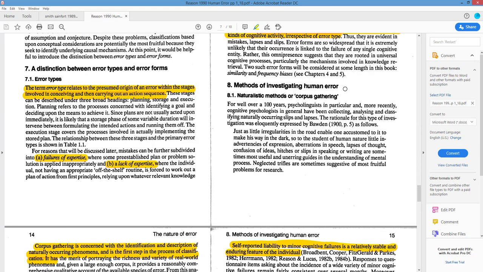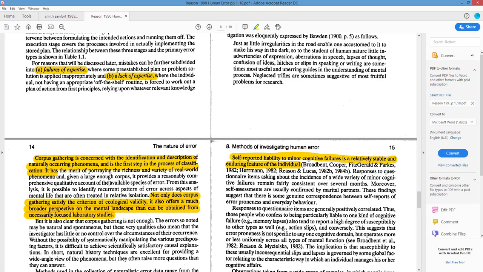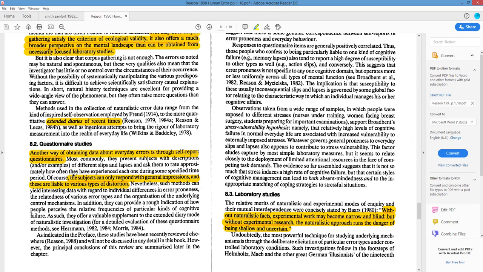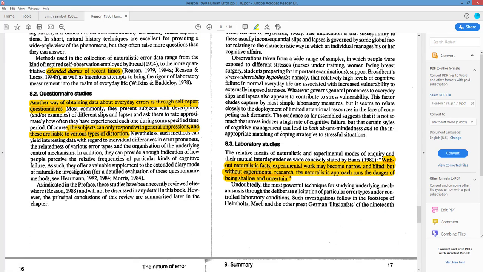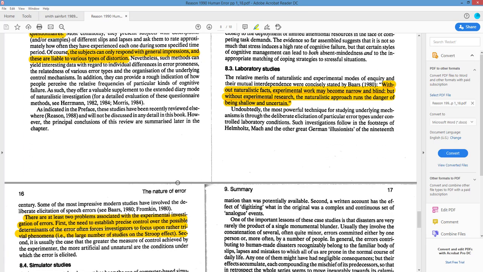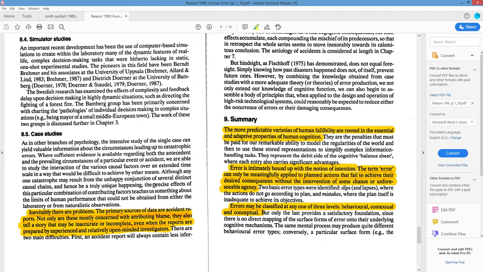So it talks about the methods for investigating human error. Now, this one almost reads more like an epidemiological study, corpus gathering. Having people keep diaries sounds very much like that. Questionnaire studies, he says that there's some issues with that because of interpretation. Lab studies are very difficult because they are so controlled. And then he gets into simulator studies, gets into computer design stuff.